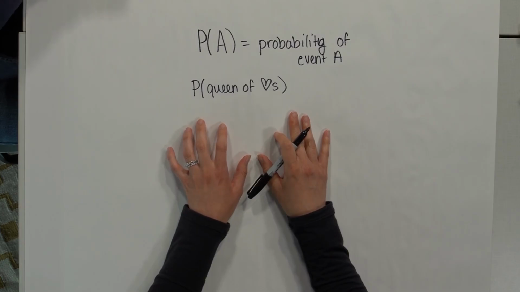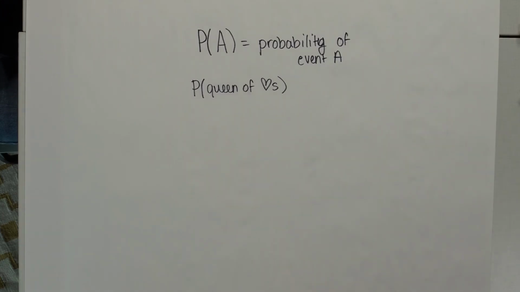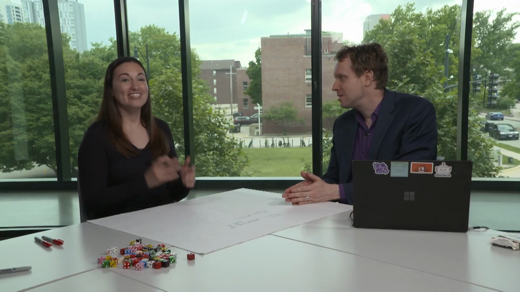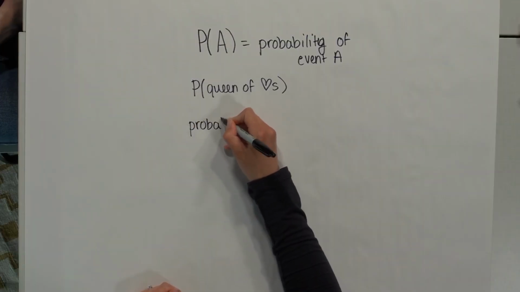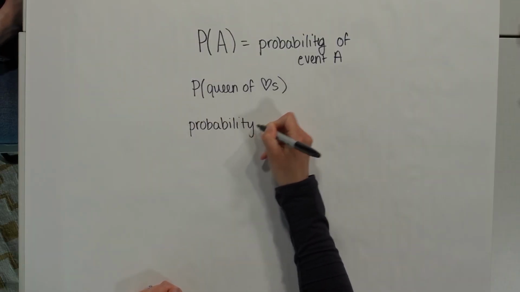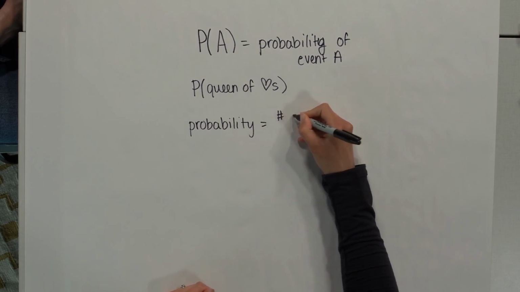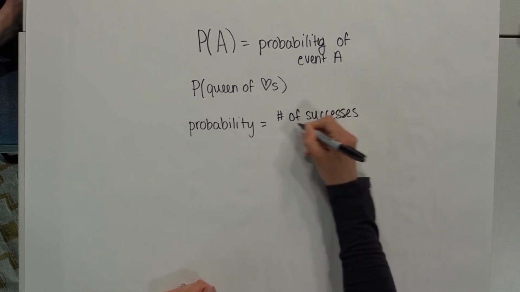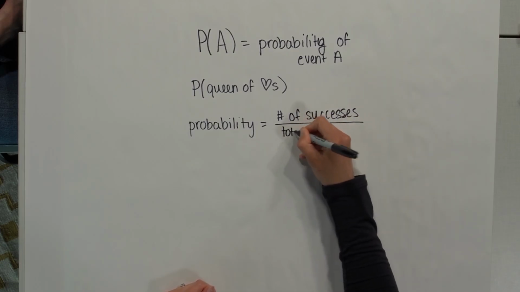And another thing that we want to talk about with probability is what is probability or chance? And Wade, how do you like to think about probability? So I have always thought about probability as the number of successes over the number of possible outcomes. Yes, I love that idea. So we can say that probability or chance can be calculated by just looking at the number of successes out of the total number of outcomes.